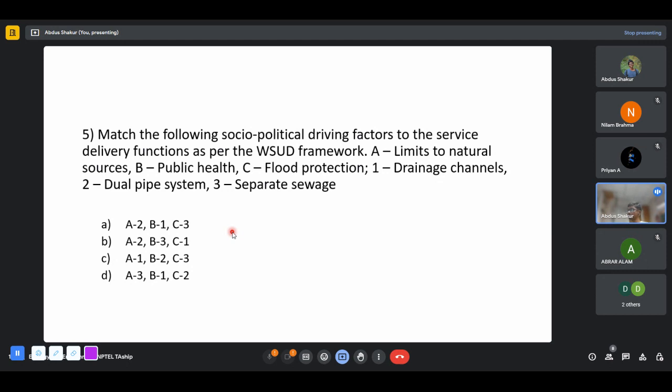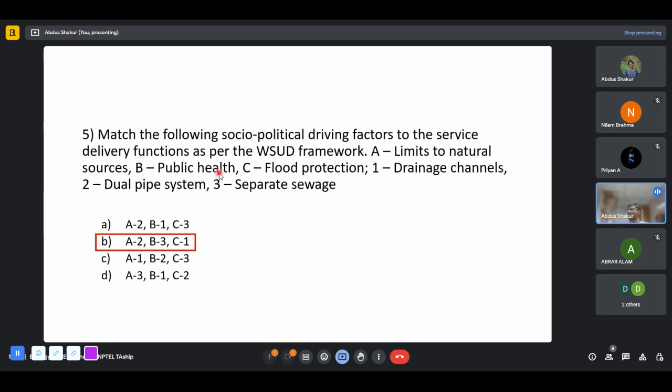Next: match the following socio-political driving factors to the service delivery functions as per the WSUD framework. A, B, C are limits to natural resources, public health, and flood protection. The functions are drainage channels, dual pipe system, and separate sewage system. We have to match these socio-political driving factors to the functions that are to be delivered. Limits to natural resources goes with the dual pipe system, public health goes with separate sewage, and flood protection goes with drainage channels.